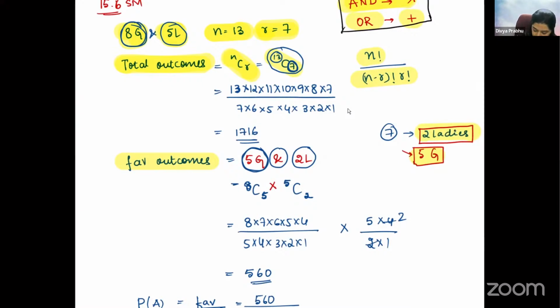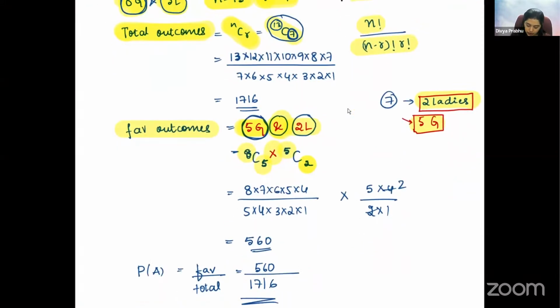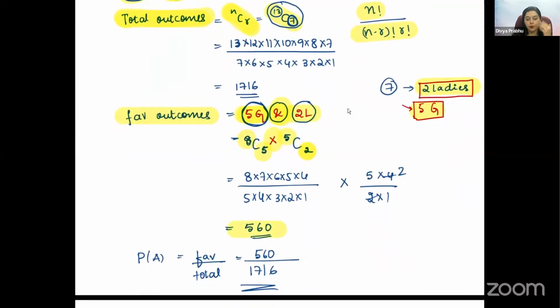So just write what you need is 5 gents and you want 2 ladies, right? So how do you write 5 gents? You want 5 gents out of 8 gents. Similarly, you want 2 ladies out of 5 ladies. Then here it is AND, I told you AND always means multiplication. Write this down. AND means multiplication, OR means addition. This is what you have to remember. Now when you solve this, you will get 560. So probability is equal to favorable upon total. That is 560 upon 1716. This is the answer. Clear? Understood?